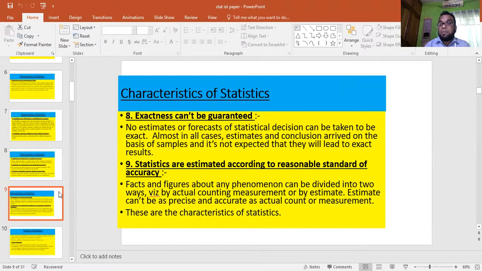That's all in this class. I have discussed the origin of statistics, the meaning of statistics, the definition in the singular sense, in the plural sense, and some characteristics of statistics.